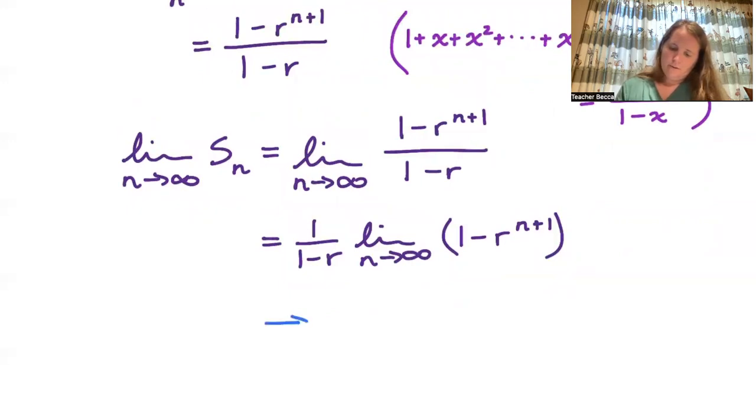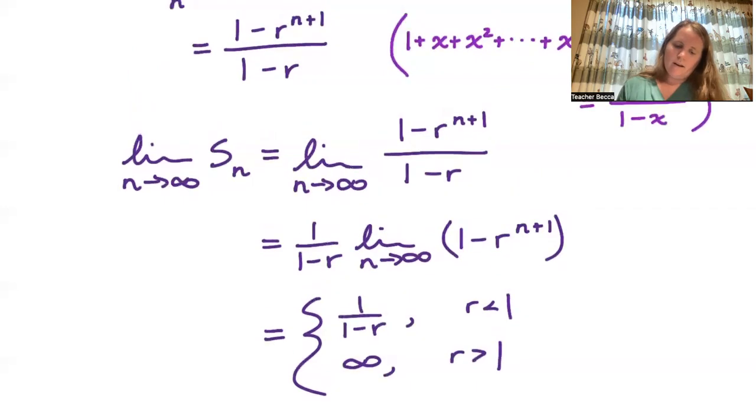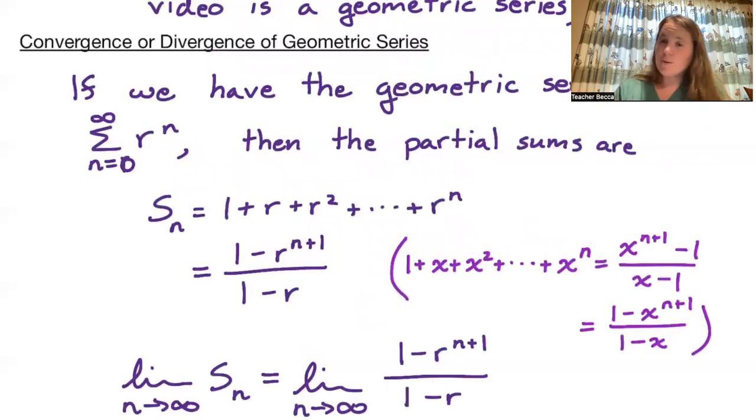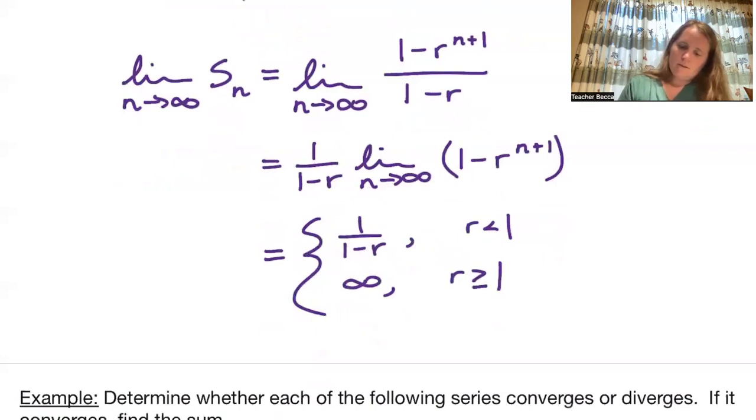So this will go to 1 over 1 minus r for r less than 1, and it will diverge for r greater than 1. So it will go to infinity for r greater than 1. And then for r equals 1, we would just have 1 plus 1 plus 1 plus 1 plus 1, which will also diverge. So again, for r equals 1, we just have 1 plus 1 plus 1 plus 1 going on forever, which diverges.